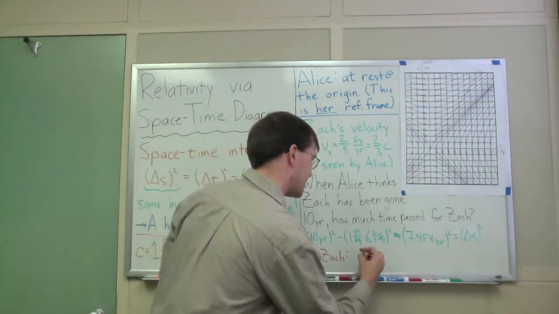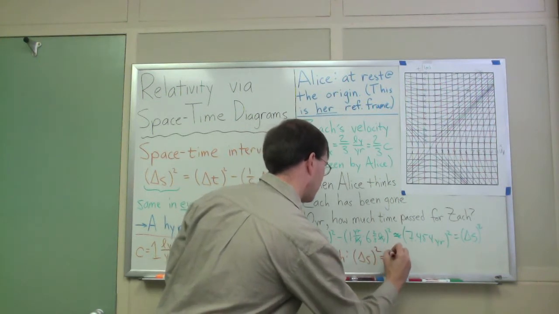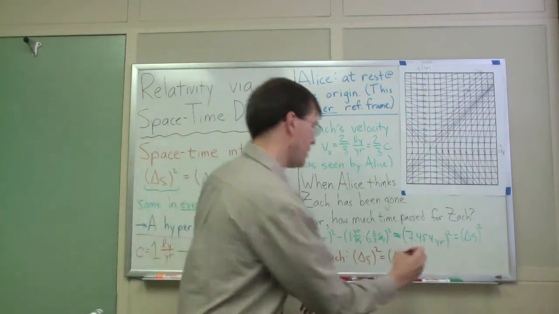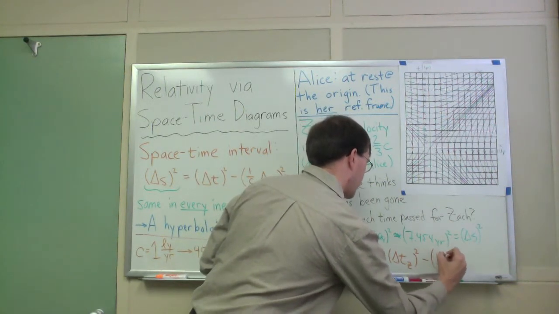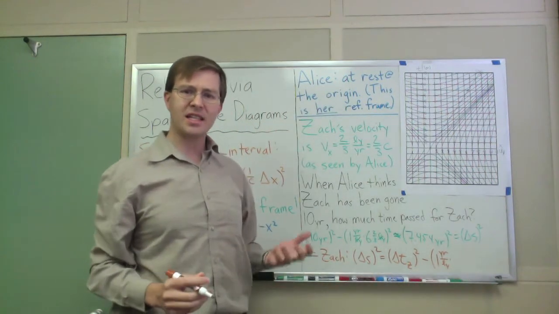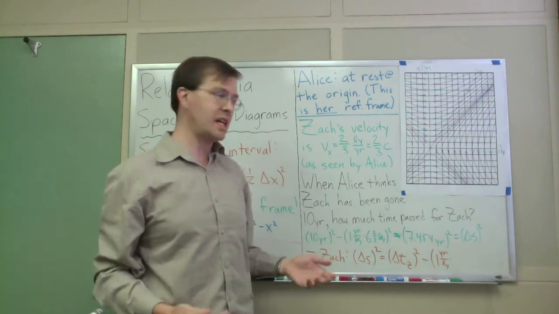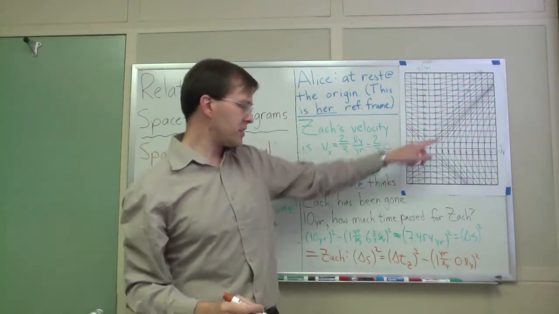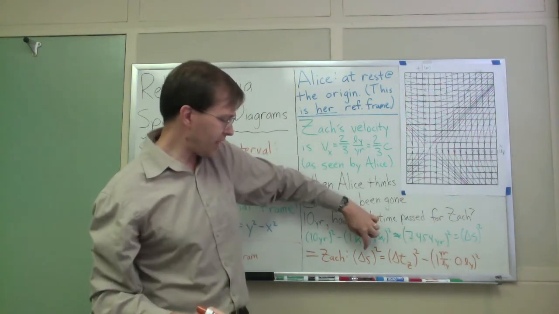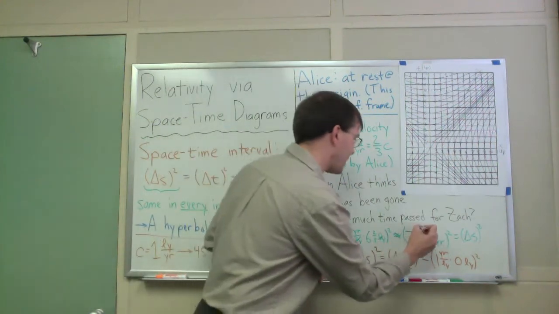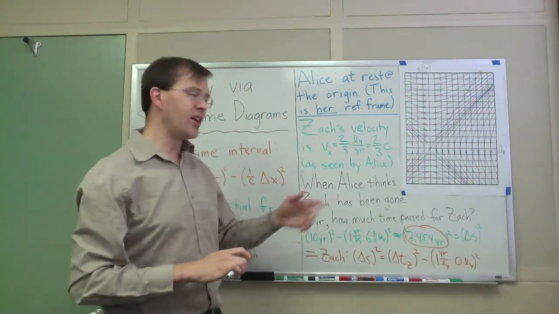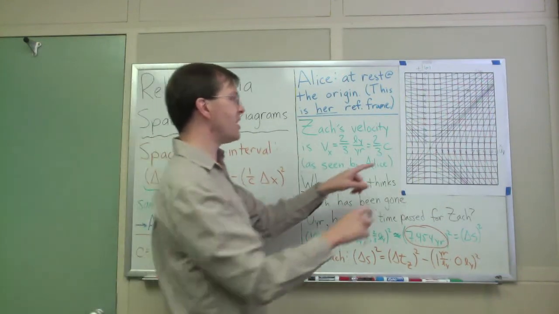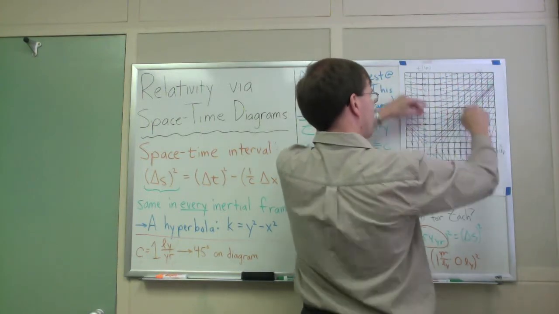Zach says that this delta S squared is equal to some unknown delta T Zach squared. The subscript z is just to say this is Zach's measurement of time, minus 1 year per light year times how far does Zach think that Zach has moved? Not at all. He thinks he's sitting still. So 0 light years. So delta S equals delta T Zach. And that tells me that Zach thinks that 7.5 years have passed, 7.45 years have passed since he passed by Alice at the origin. Zach says that it's 7.5 years between these events, where Alice says that it's 10 years between these events.